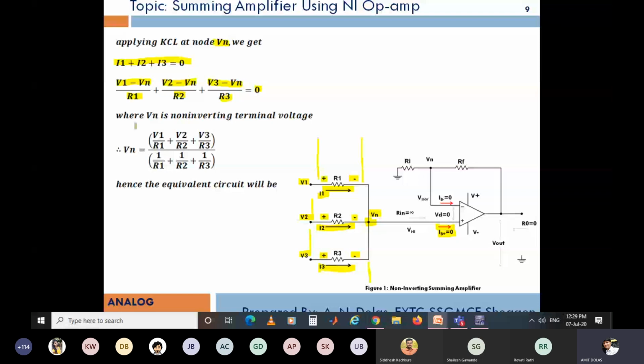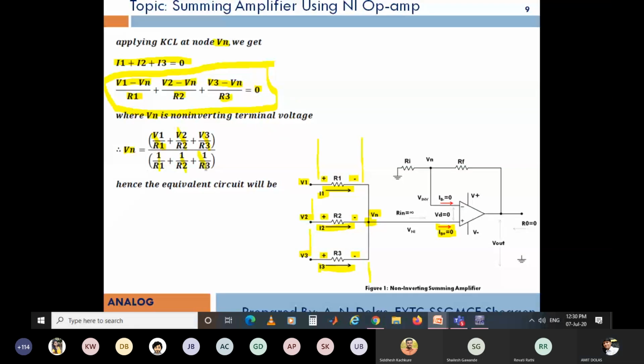So where Vn is the non-inverting terminal voltage. Solving this equation, we get the value of Vn. I took Vn on the left hand side, and the remaining parameters are known, because the resistances you will connect and the sources will be known. So on the right hand side, Vn is calculated as V1 by R1 plus V2 by R2 plus V3 by R3, whole divided by 1 by R1 plus 1 by R2 plus 1 by R3.